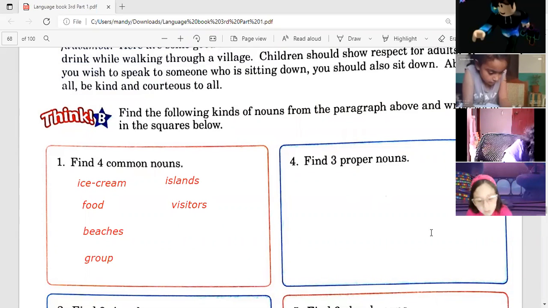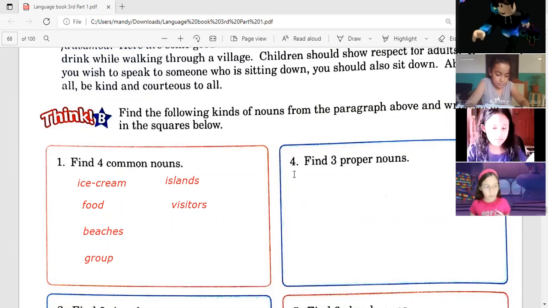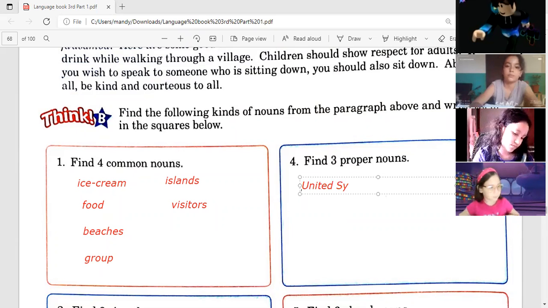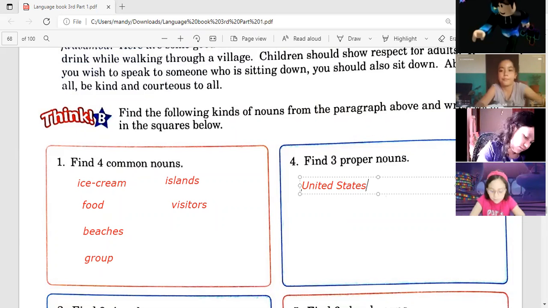Teacher, I have a question. Okay, what is your question? Dígame. ¿Cuántas páginas vamos a realizar hoy? Esta es la última, tres.